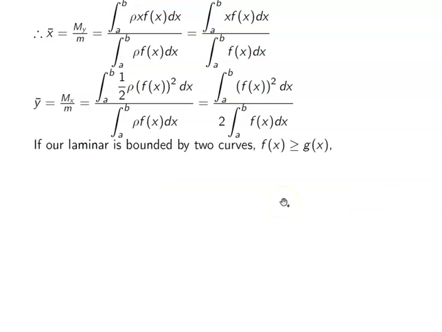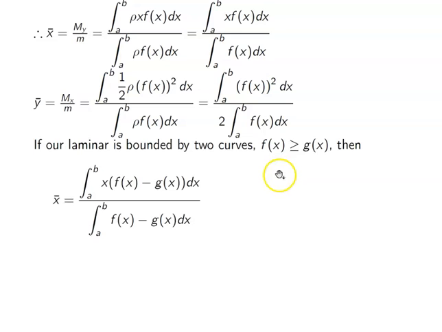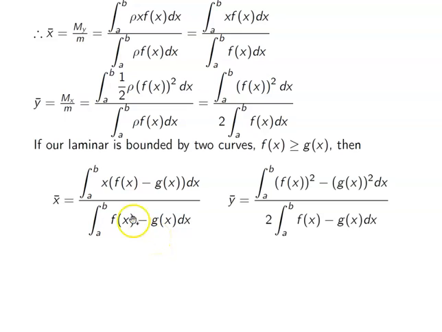Okay, so if our lamina is bounded by two curves, f of x being the larger curve, possibly equal, then x bar is going to be very, very similar, right? It's going to be x times the difference between f of x and g of x divided by the integral of the difference between f of x and g of x, right? So the difference of the two curves. y bar is going to be the same thing, okay? I'm going to square f, and I'm going to subtract the g function squared, take that integral, and for the denominator, it'll be the same thing, it's the mass.